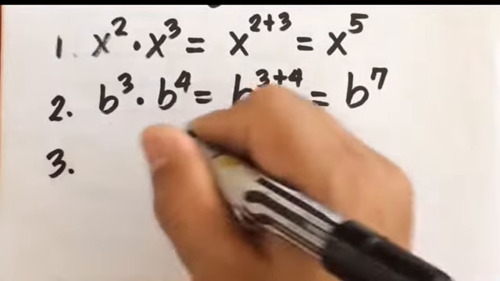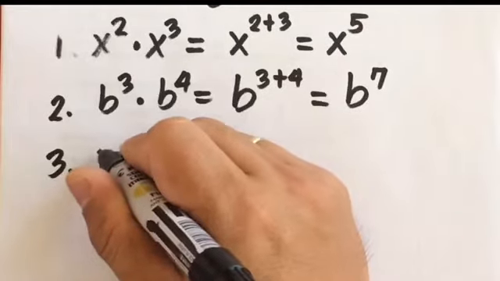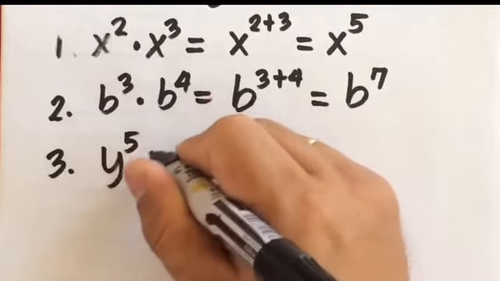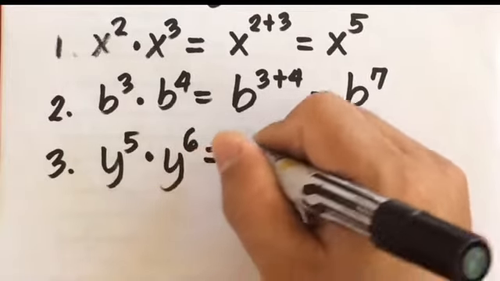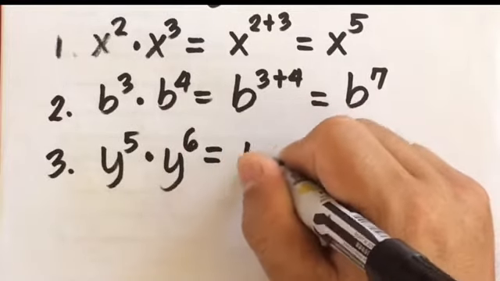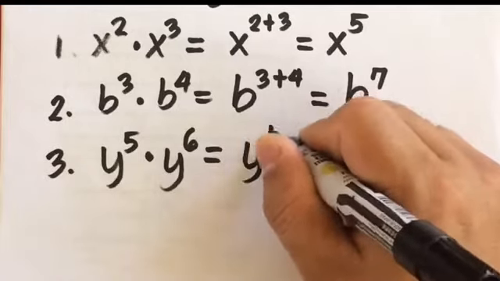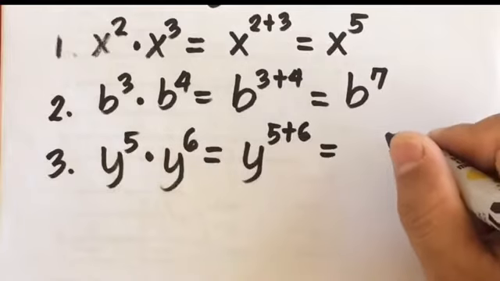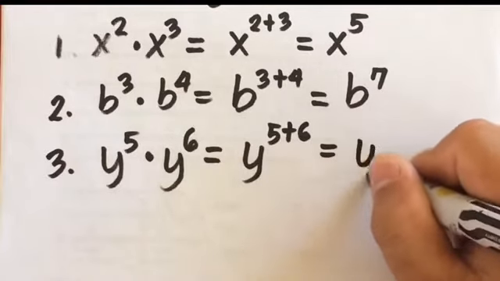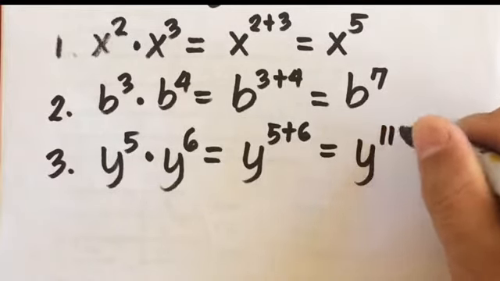Another example, let's have y to the power of 5 times y to the power of 6. So this will be y, the base, then 5 plus 6. So 5 plus 6 is 11. So you're going to have your answer as y to the power of 11.